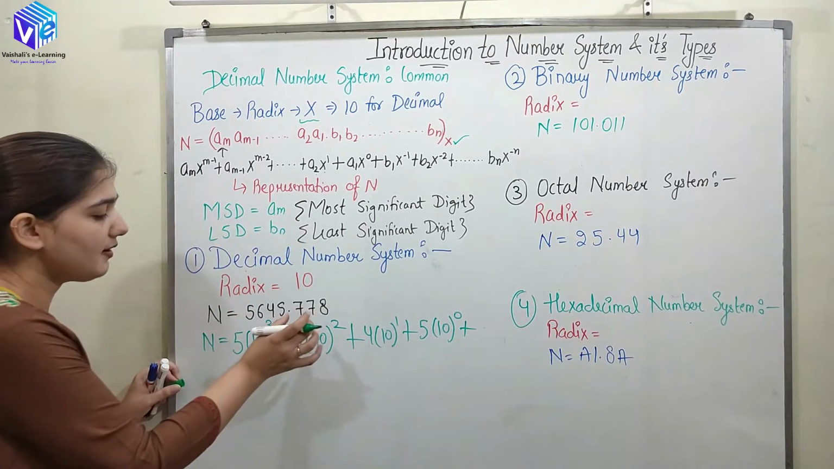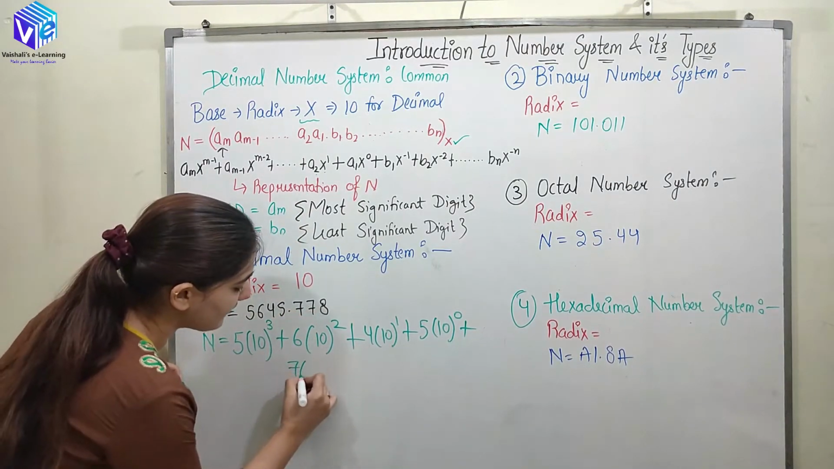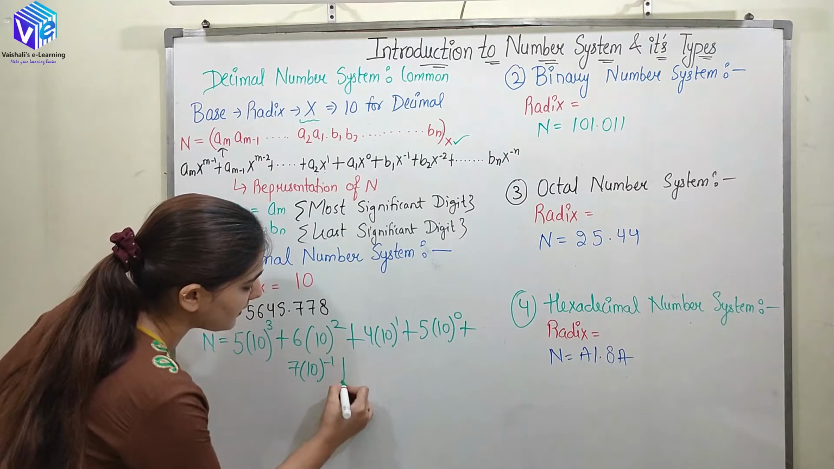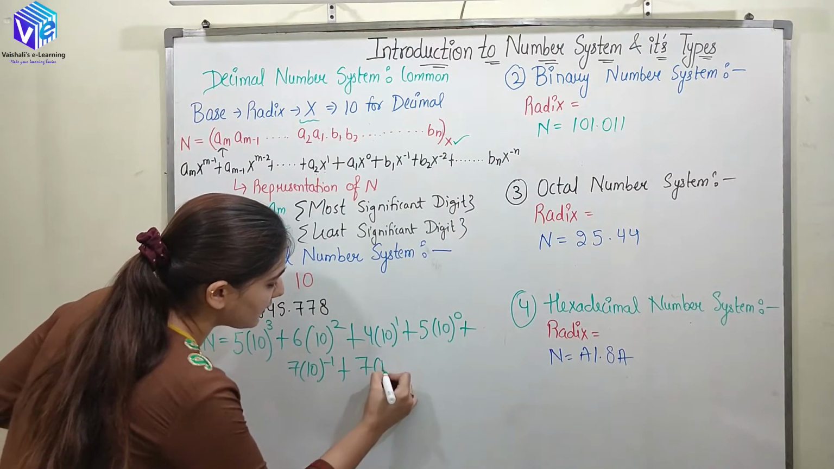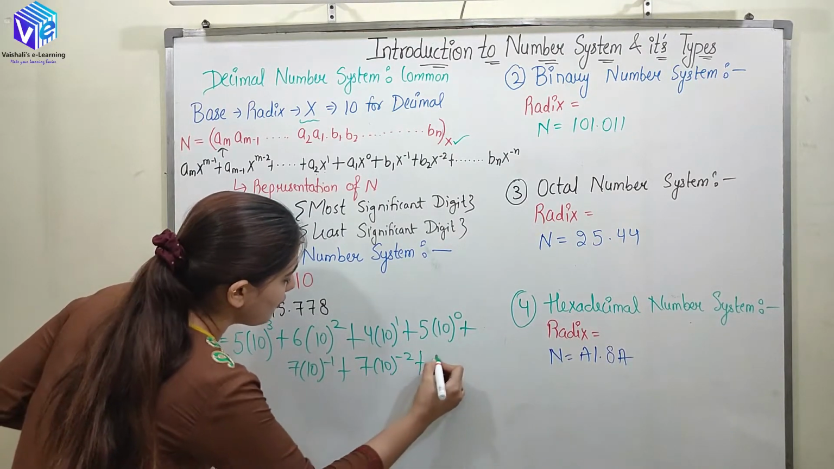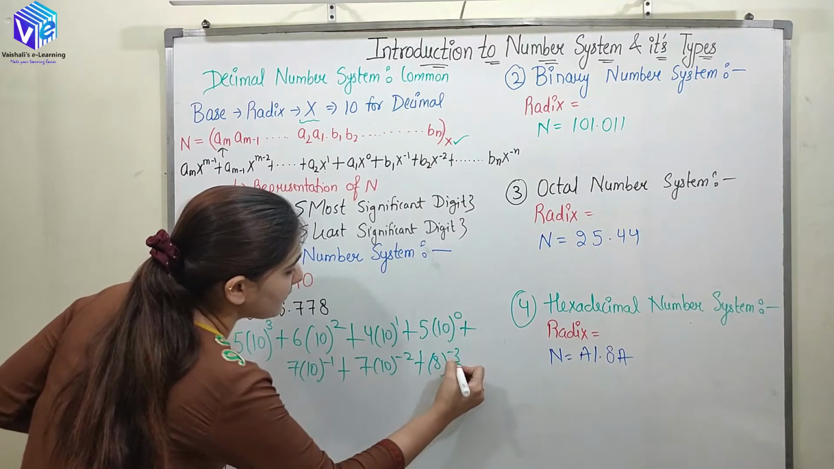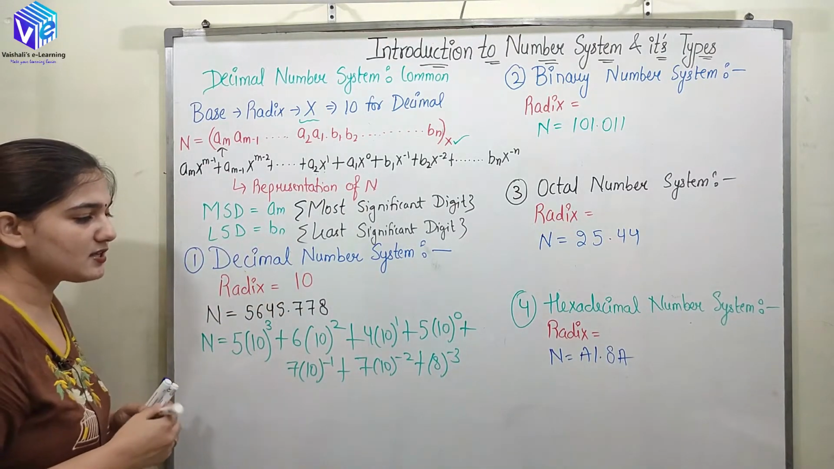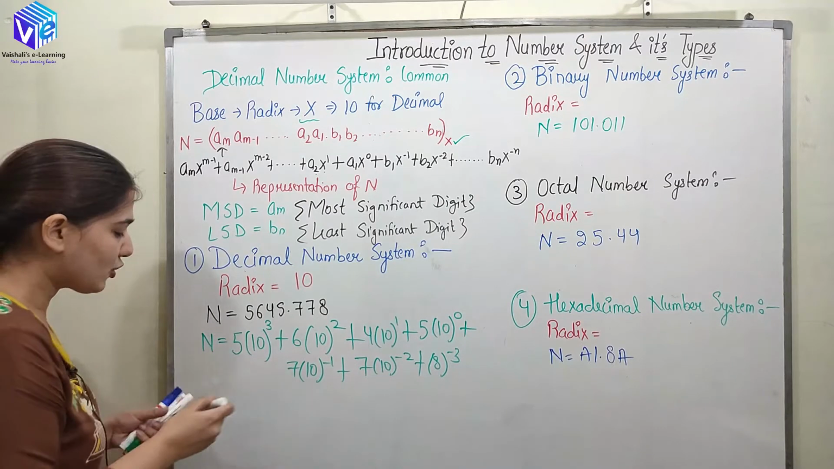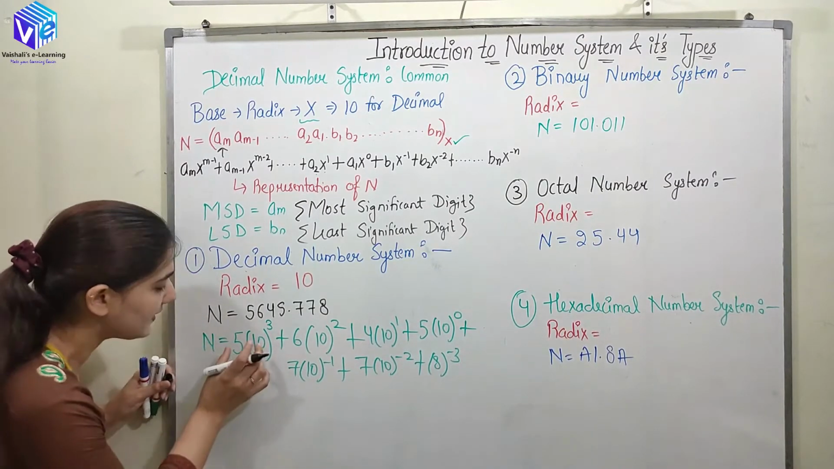Plus now here after the decimal we have 7 into 10 raised to power minus 1 plus 7 into 10 raised to power minus 2 plus 8 into 10 raised to power minus 3. So this is how I will be getting each of the numbers. So now let's multiply them.